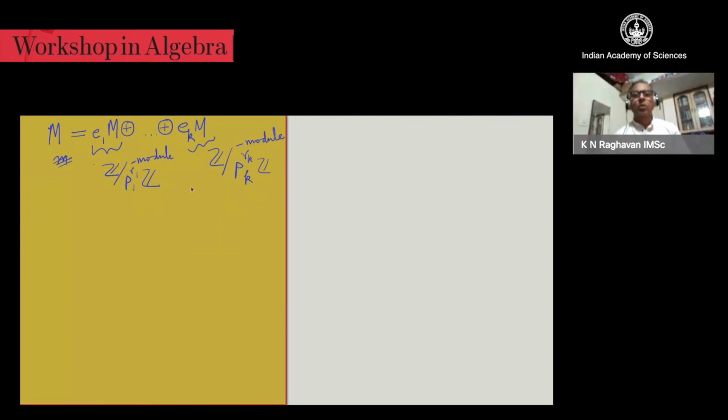Okay, so let me make some comments here. So this follows from the Chinese remainder theorem, right? So E1M and EkM are called the primary components of M.